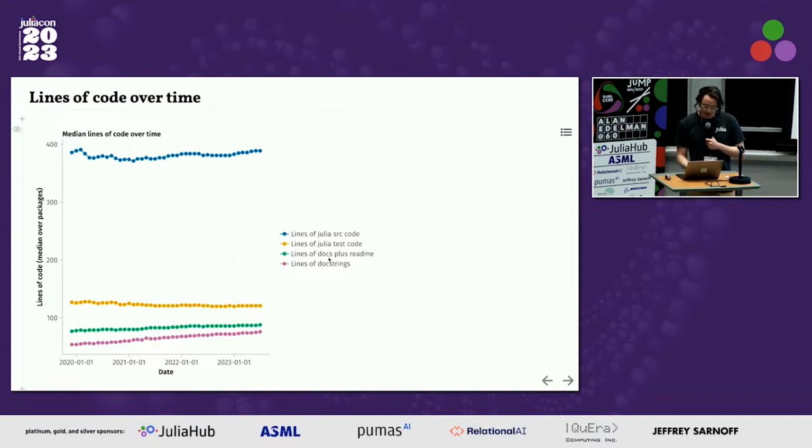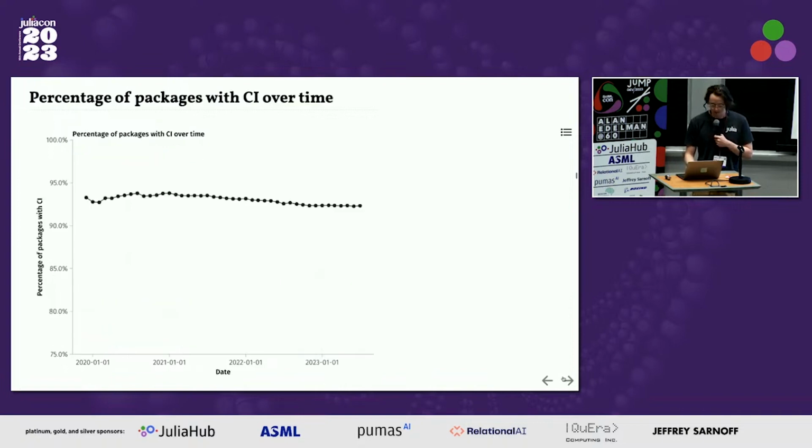We can also look at lines of test code, which is also pretty flat. Then lines of docs plus README, and lines of doc strings. The lines of doc strings are going up, so that's nice. People are maybe writing more doc strings. We can also look at the percentage of packages with CI scripts over time. Here we look for the presence of particular CI scripts that we can identify, so we might be missing some. And that's pretty constant, almost 95%.